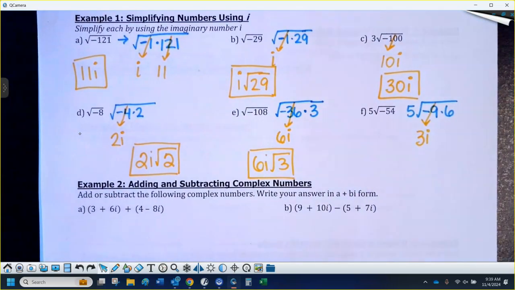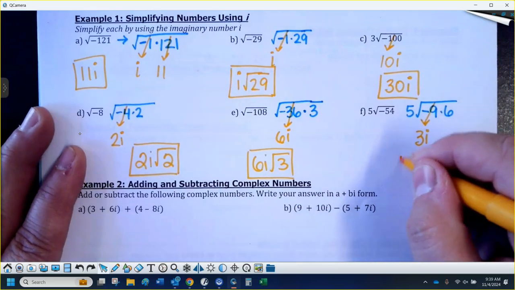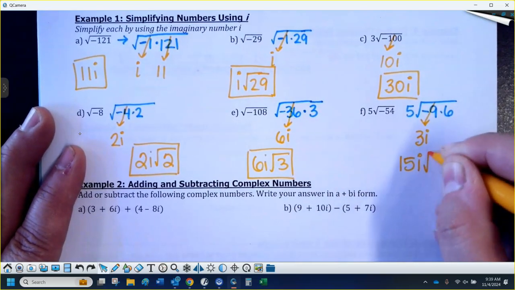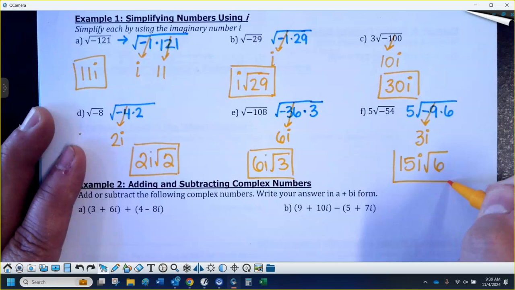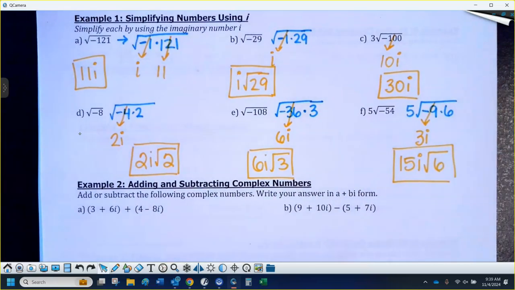You got the 5 already out in front. So anything that already exists, doesn't matter if it's imaginary, you can always multiply. 5 times 3i I would just write as 15i. And then we'd have that 6 would stay stuck under the square root. Can't break that down any farther.